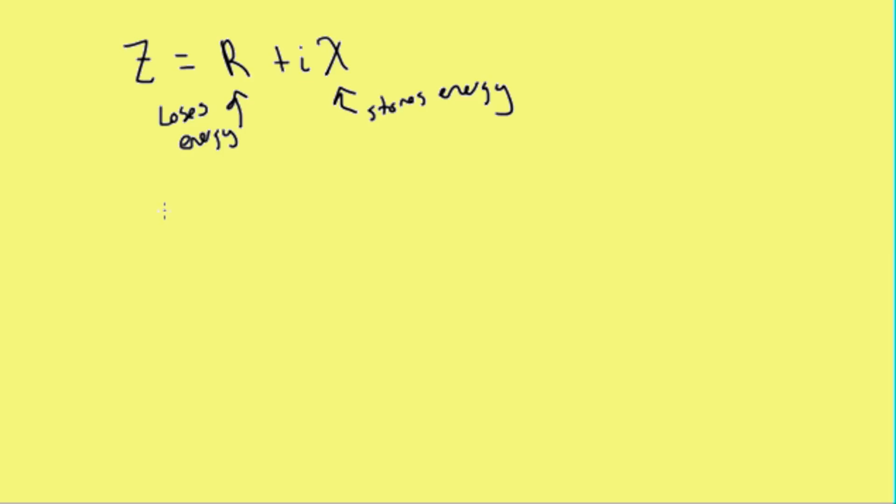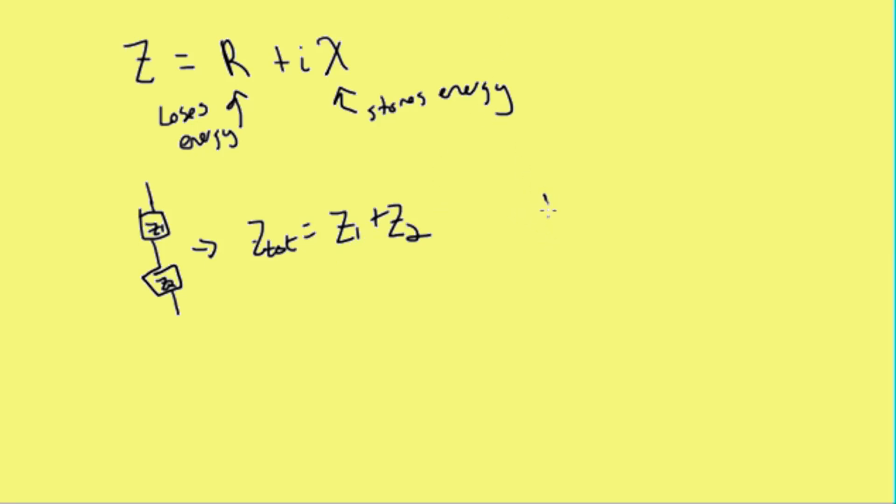For instance, for two impedances, Z1 and Z2, that have the same current, you can simplify them by saying Z total equals Z1 plus Z2. It doesn't matter if it's a resistor, an inductor, or a capacitor, you just add their impedances.